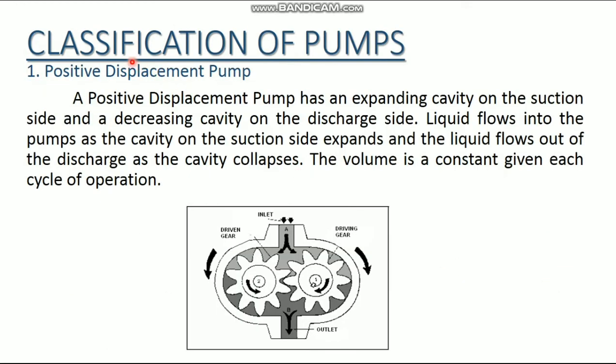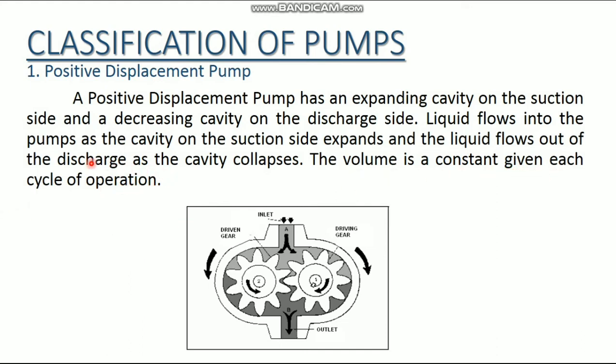Then classification of pumps. The pumps are mainly classified into two types. All the pumps come under these two types, that is positive displacement pump and non-positive displacement pump. Simply, we can see the definition. A positive displacement pump has an expanding cavity on the suction side and a decreasing cavity on the discharge side. Fluid flows into the pump as the cavity on the suction side expands and the liquid flows out of the discharge as the cavity collapses. The volume is constant in each cycle of operation.